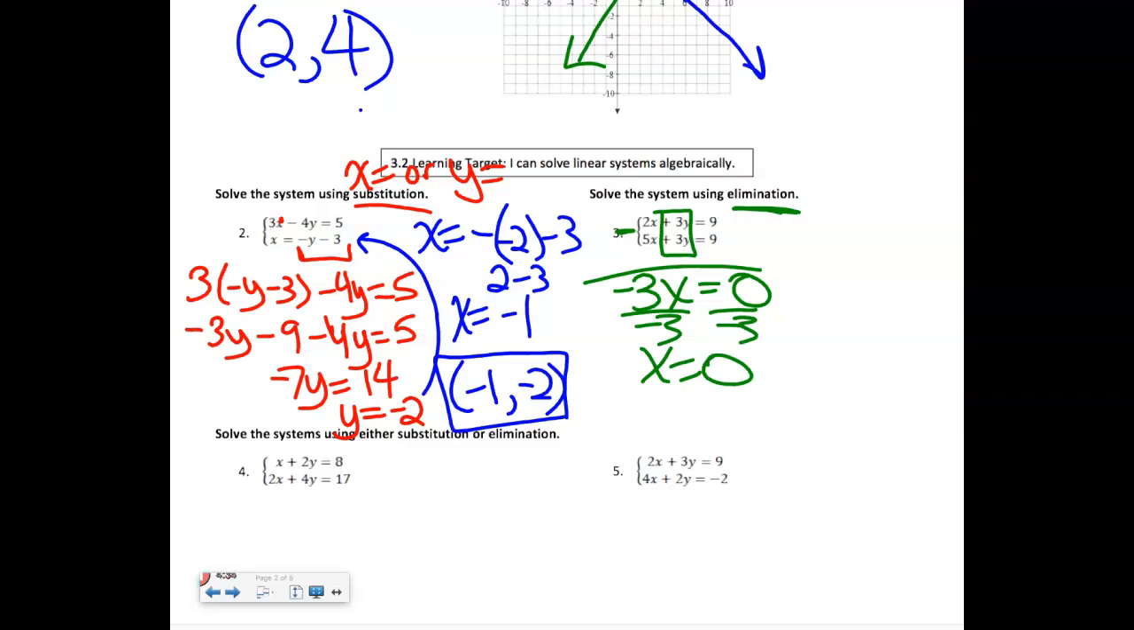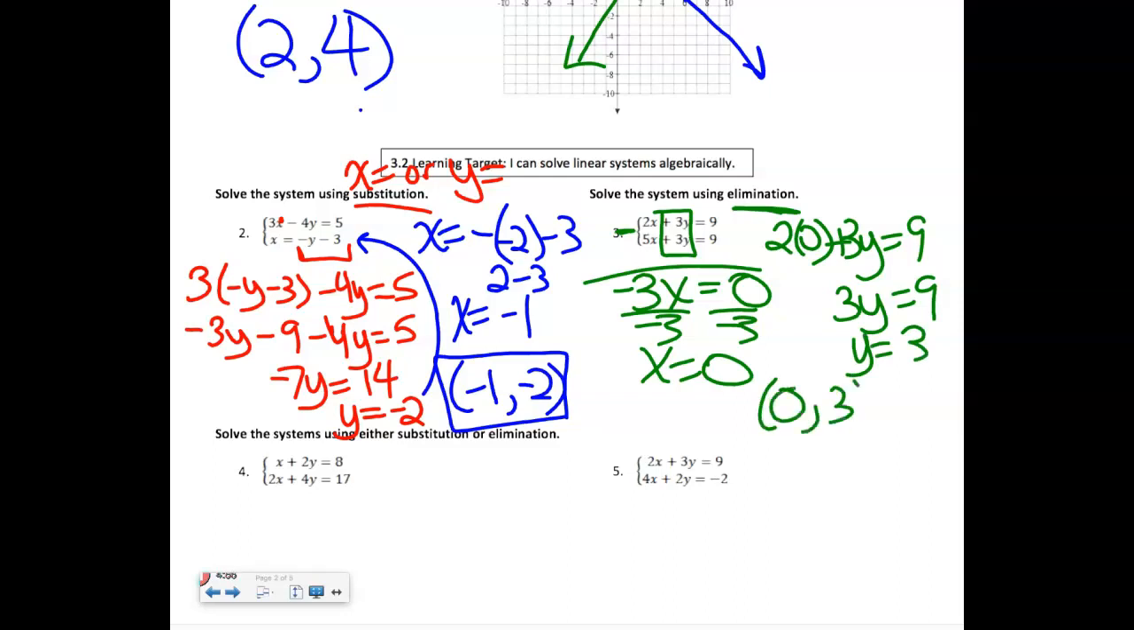I'm going to plug into the top one. It doesn't matter which one we plug it into. So I'm going to say 2 times 0 plus 3y equals 9. The 2 and the 0 are going to cancel out or become 0, and I have 3y equals 9. Divide, and y equals 3. I'm going to plug this into our ordered pairs, so we have 0, 3.